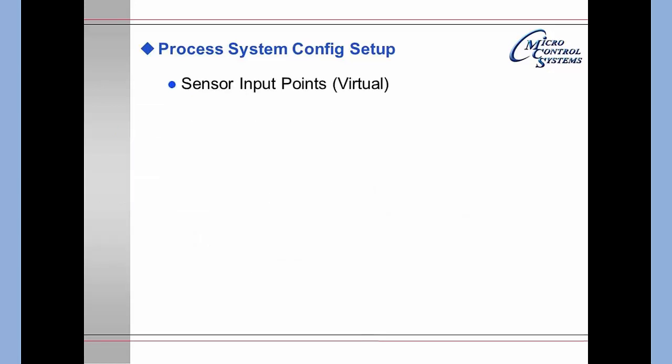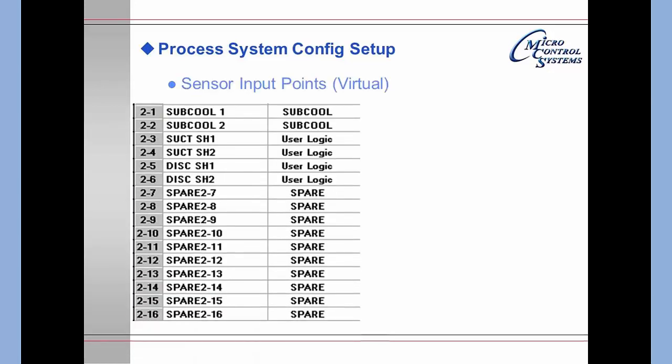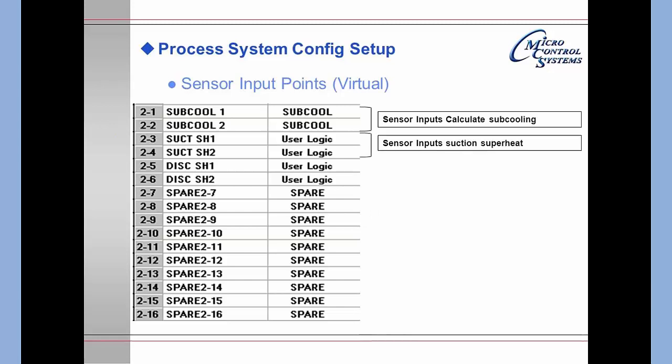The next section is sensor inputs, but these are virtual inputs. That means they are not physically wired to any input, but they are part of the system and allow us to collect this information so that it can be stored and graphed at a later point. The first two are subcooling, and we will calculate those. Then we will pull in the information for the suction superheat, and we will pull in the information for the discharge superheat.